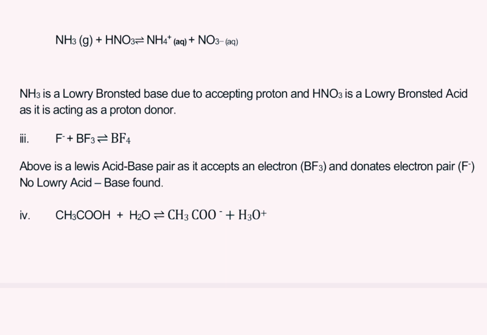The simple reason is that we are not working with H positive, and there is no H positive here. So we have fluoride, and we know fluoride has extra electrons, so it can share the electrons. So we can explain it with the help of Lewis acid and base. So fluoride will be the Lewis base and BF3 will be the Lewis acid.